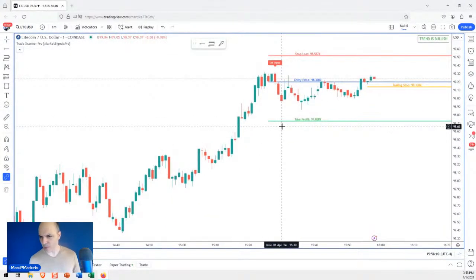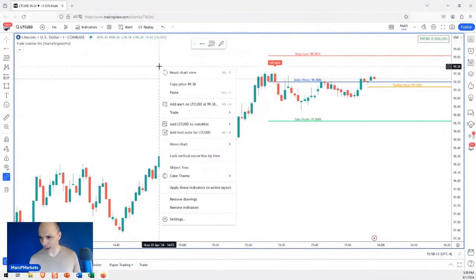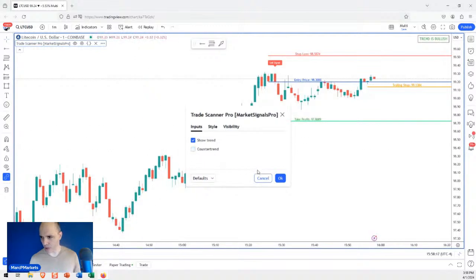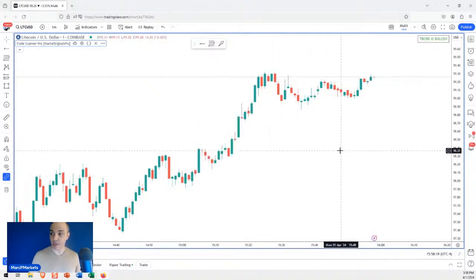What's going on? Was this a short? This is a 1 minute short. It was called back here. Now wait, I'm on counter trend still. All right, so that's why I'd like to have a label. Turn this off. Let's see. See the trade is not there. That was a counter trend trade.